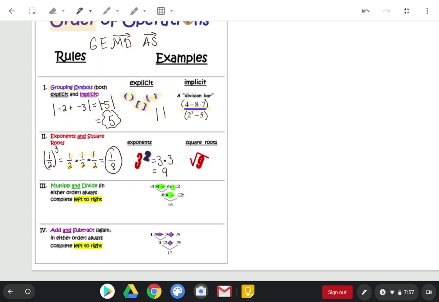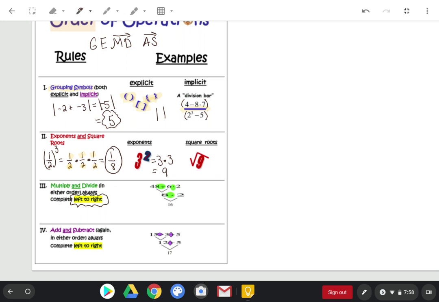Okay, after we look for those grouping symbols and exponents, the next thing we're going to do is multiply and divide. Guys, multiplication is not more important than division. Division is not more important than multiplication. So, what do we do if we encounter both of those operations in the same problem? We have to go from left to right. Whichever one is on the left is what we do first.